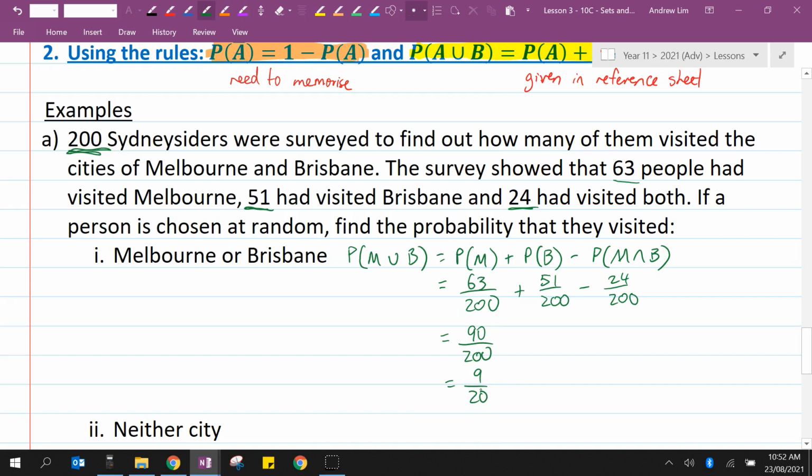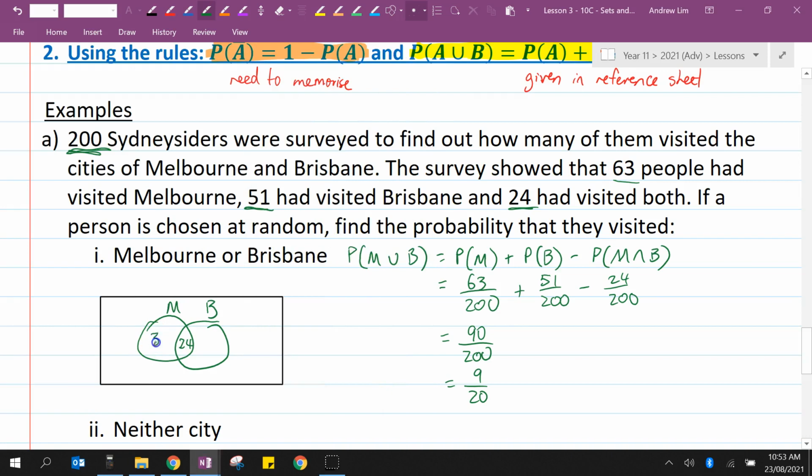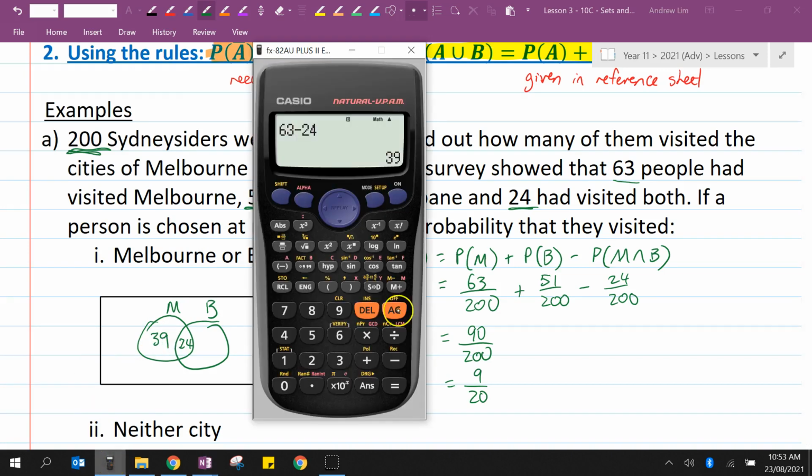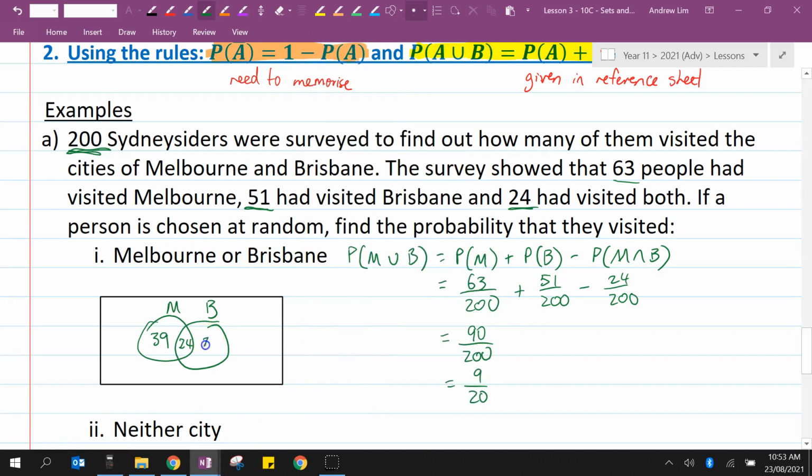Now, if you wanted to use a Venn diagram, you could. So let me just get my Venn diagram. I'm just going to draw my two circles. We've got Melbourne and Brisbane. We know 24 have visited both. Because 63 people have visited Melbourne, the number that I need to write here is 63 minus the 24. That's 39. Because 51 people have visited Brisbane, 51 minus 24 is equal to 27, and that's the number I'm going to write there.